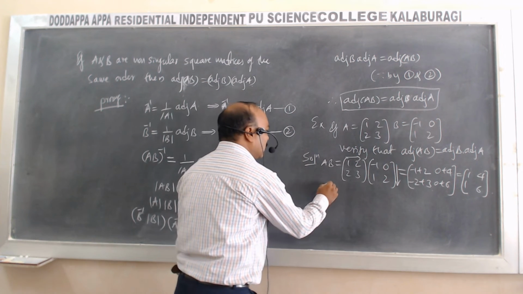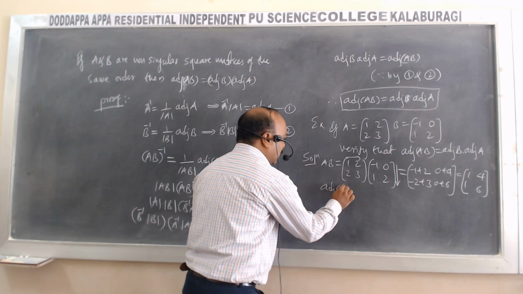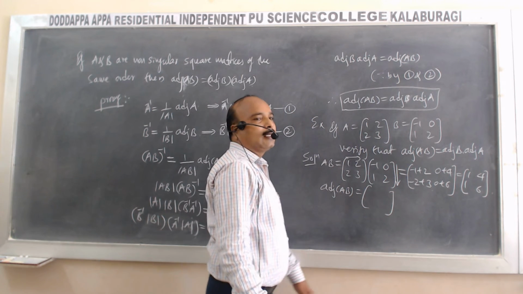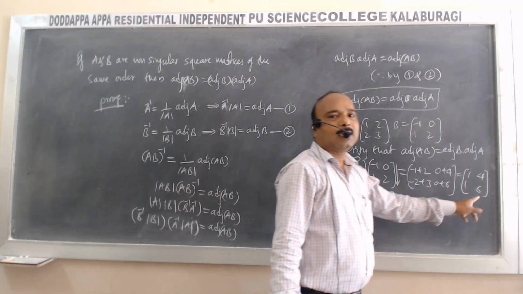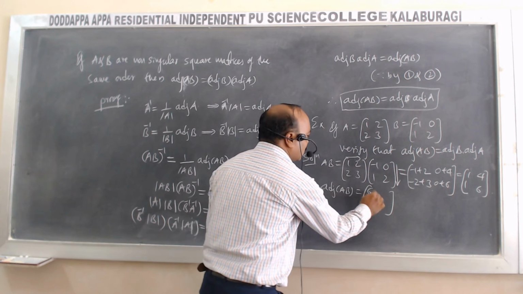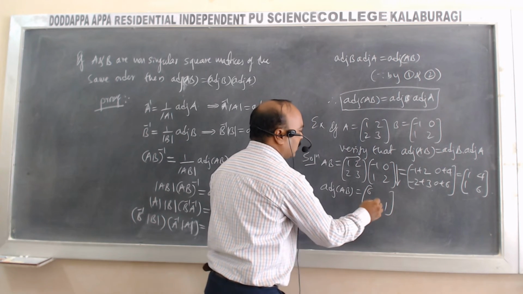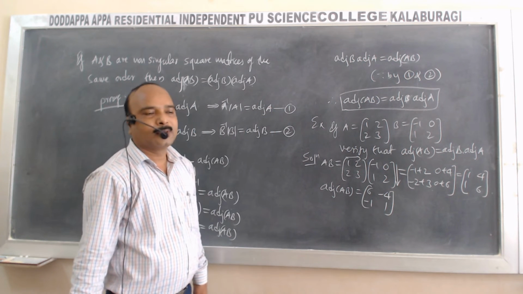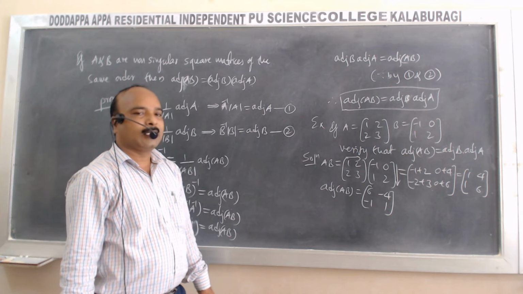Then we go for adjoint of AB by direct method. So it is given by change of diagonal elements, that is 1, 6 changes to 6, 1. Change of sign of non-diagonal, it is -1, -4. Now it is adjoint of AB.